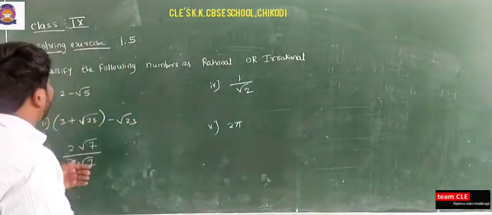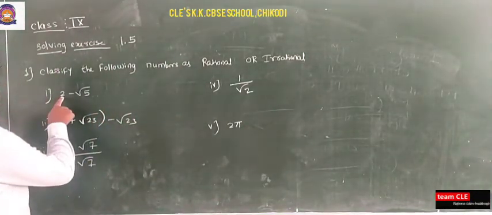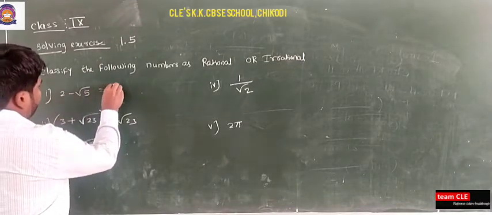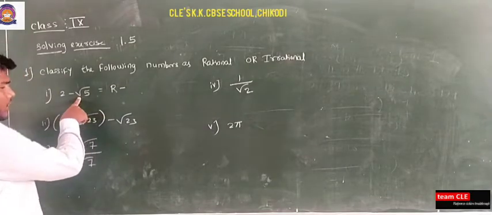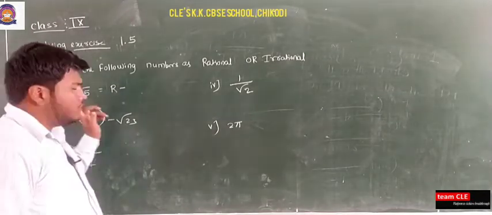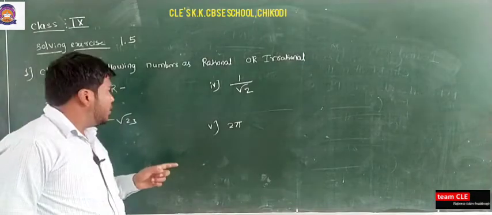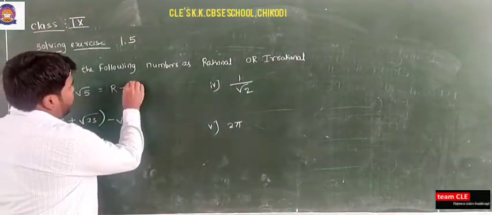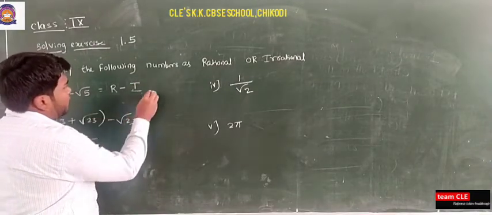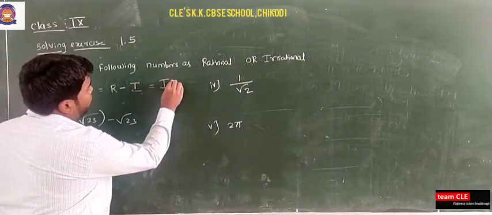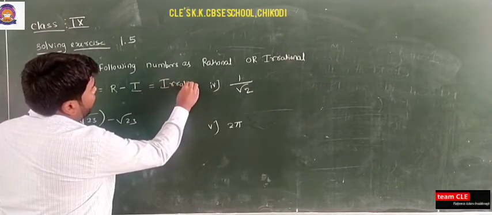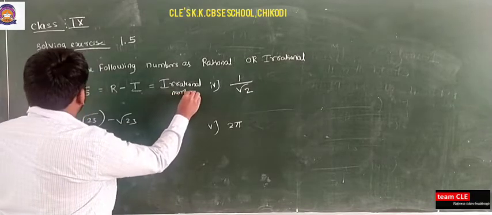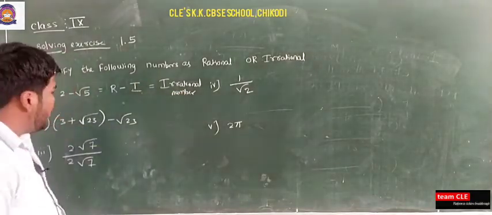So see here, 2 minus root 5. 2 can be expressed as a rational number, so 2 is a rational number, and root 5, being a prime number under a root, is always an irrational number. A rational number minus an irrational number is always an irrational number. So 2 minus root 5 is an irrational number.